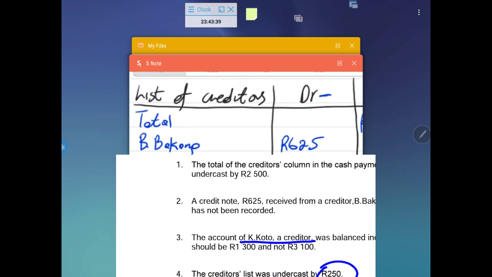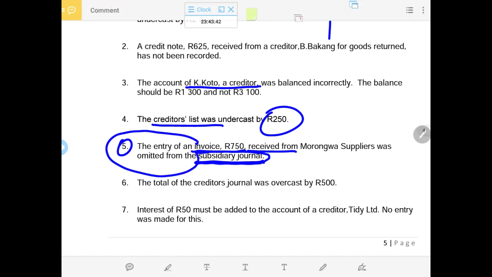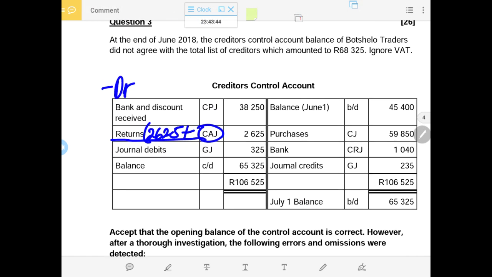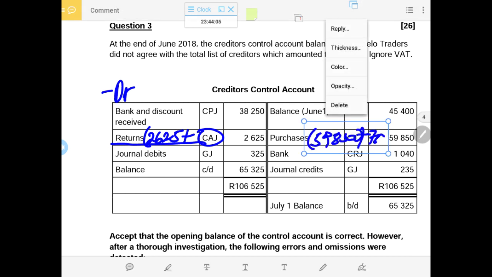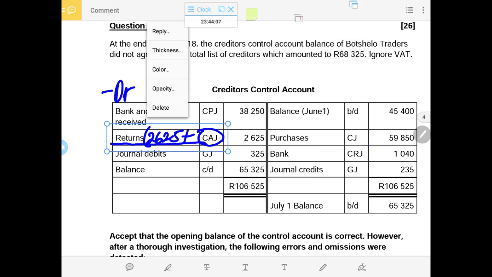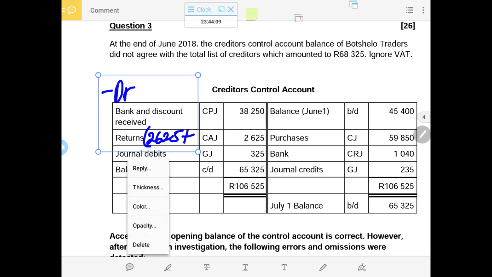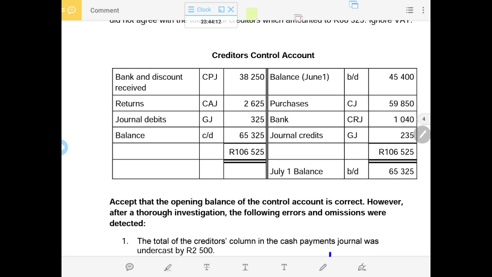So now that means we need to come to the ledger account and say, where do we buy on credit? There is our purchases. That's where we buy on credit. So now we need to say purchases, which is under our creditors journal where we buy on credit. It will be 59,850 plus 750 plus 750 plus 750. So now that is what we will do.